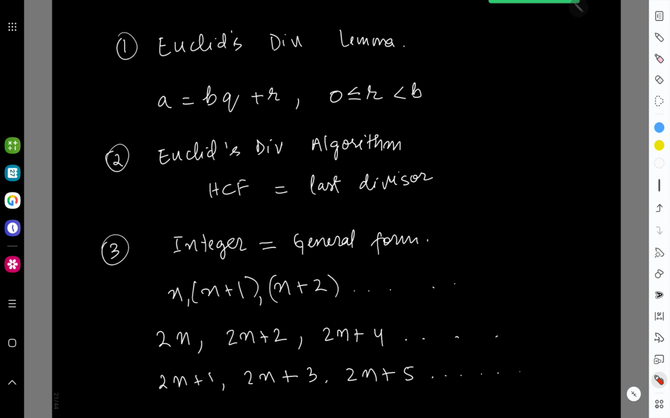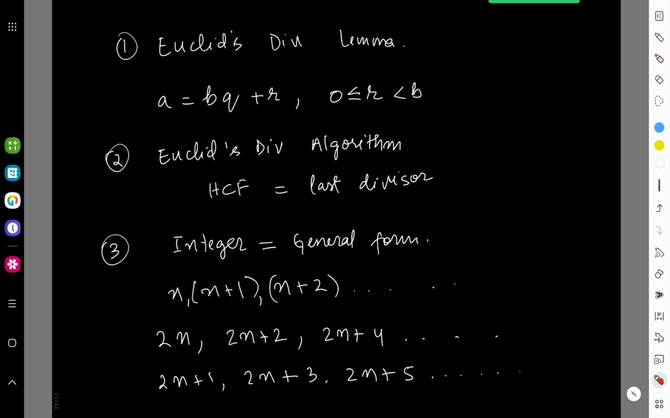Makes sense? And we also discussed Euclid's division algorithm, where it said that whenever we divide any bigger integer by the smaller integer, the last divisor will be our HCF. And we talked about how to express an integer in the general form.